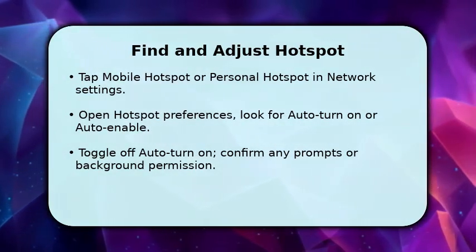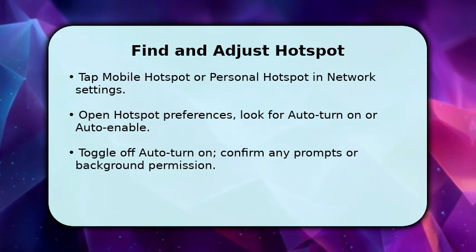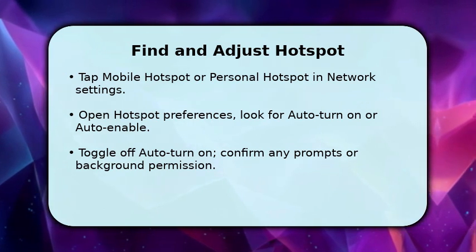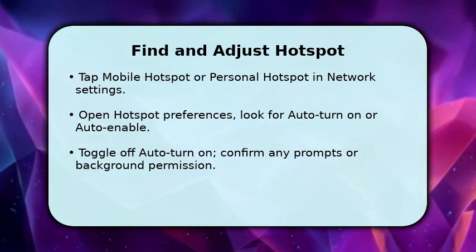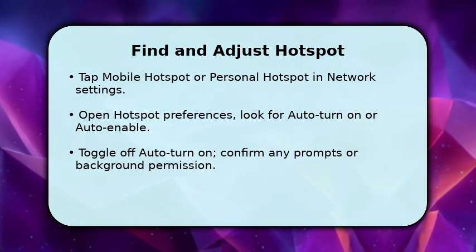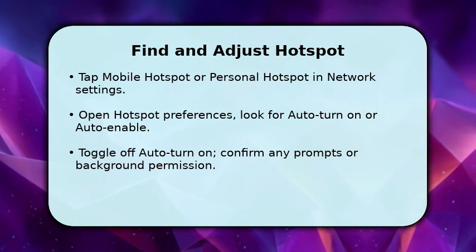Open mobile hotspot or personal hotspot, then tap Preferences or Advanced Settings to reveal auto turn on, auto enable, or turn on automatically. Once you see the toggle, switch it off. This prevents the phone from enabling the hotspot without your input.